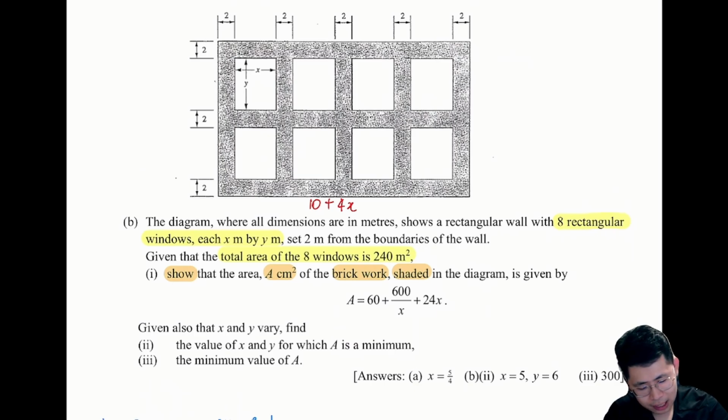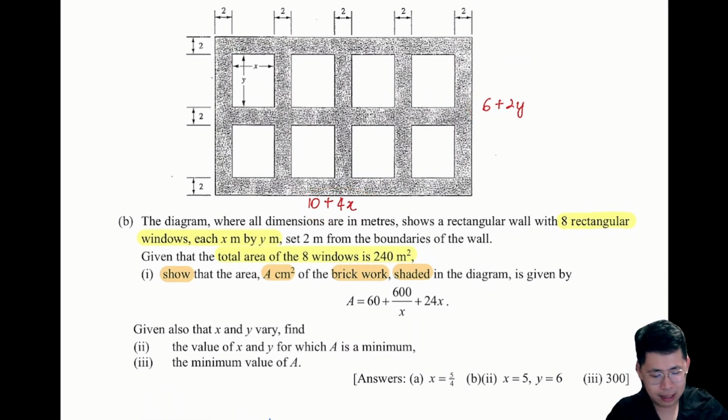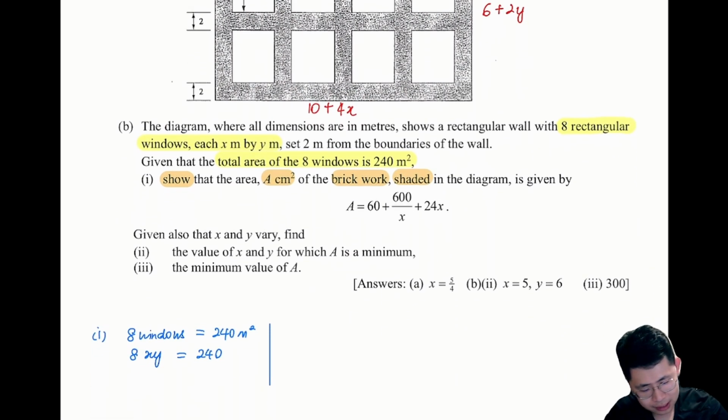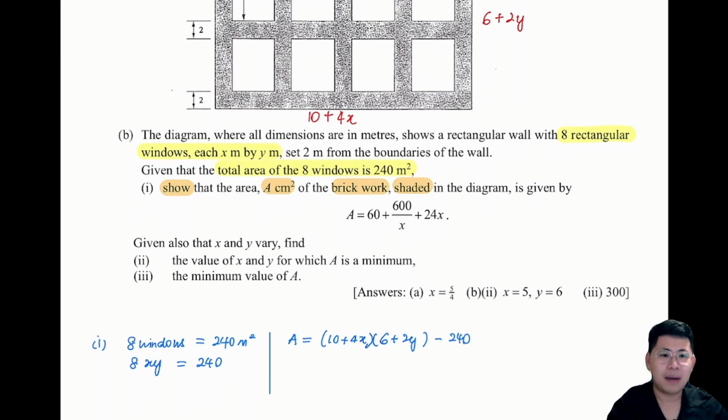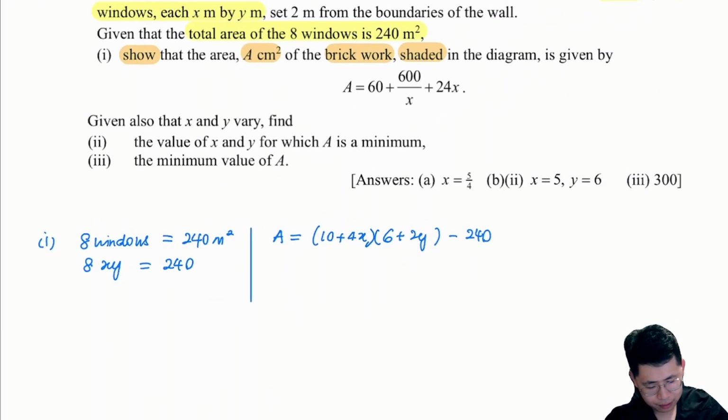Okay, now let's take a look at this side over here. Now we have 2y, 2y, and 2. So technically in total, this would be 6 plus 2y. So the area of this whole thing will be just the product of these two quantities. Let us put this down into the equation below. So the area of the whole thing is now (10 plus 4x) multiplied by (6 plus 2y), minus 240, minus the 8 windows, 240. Let's see what the working is now.